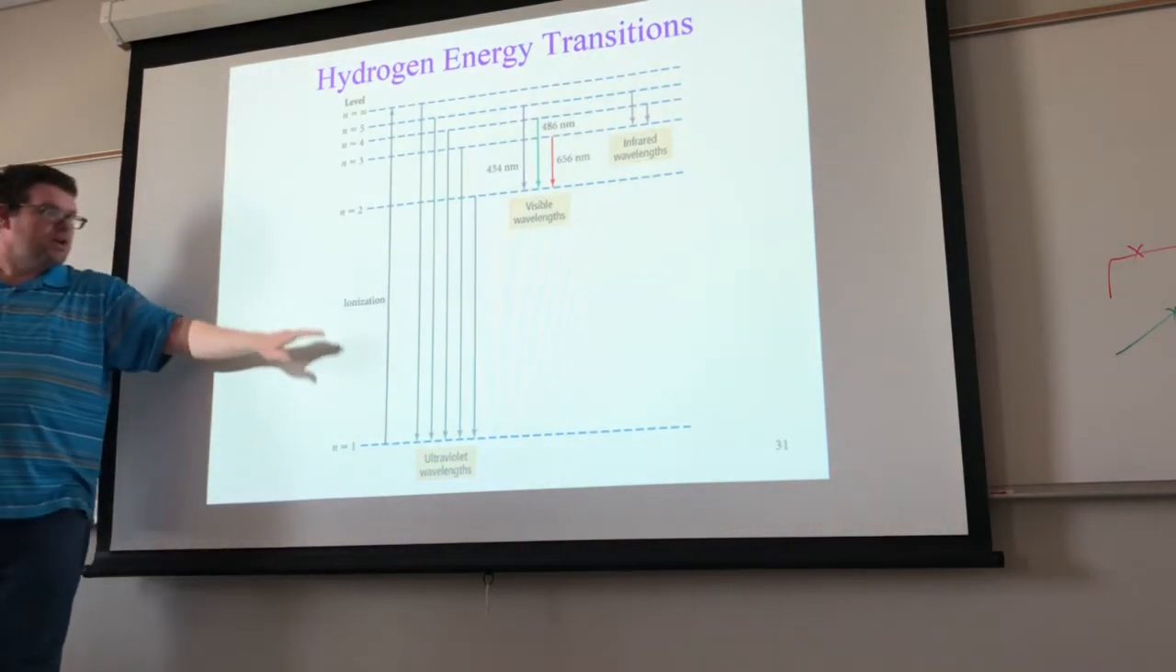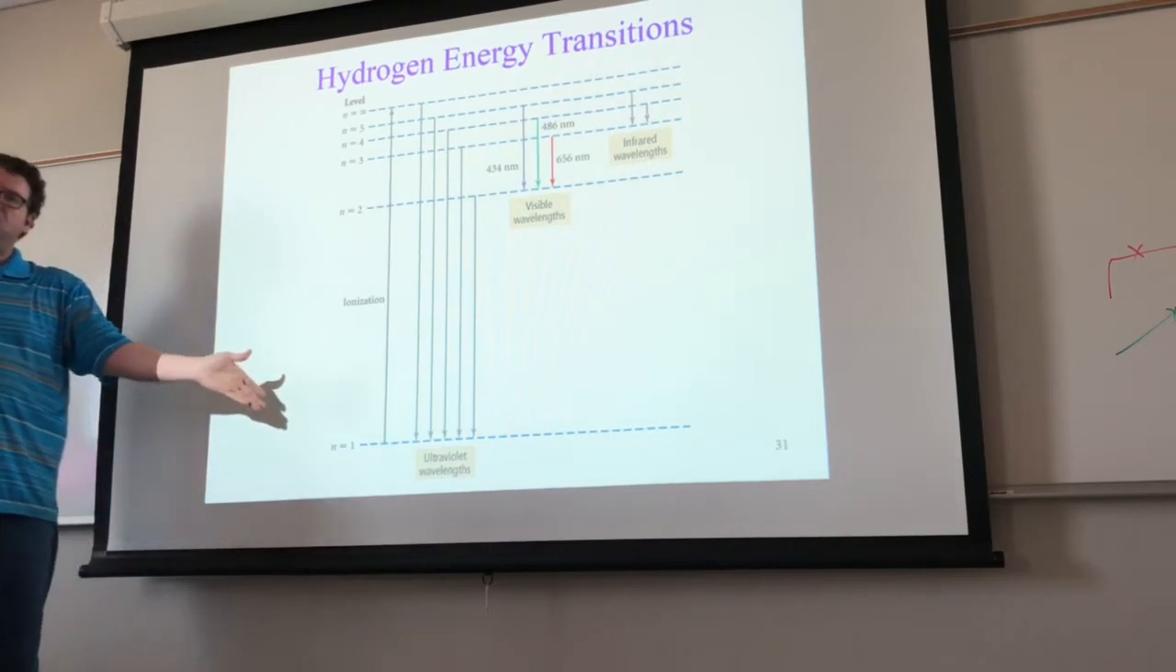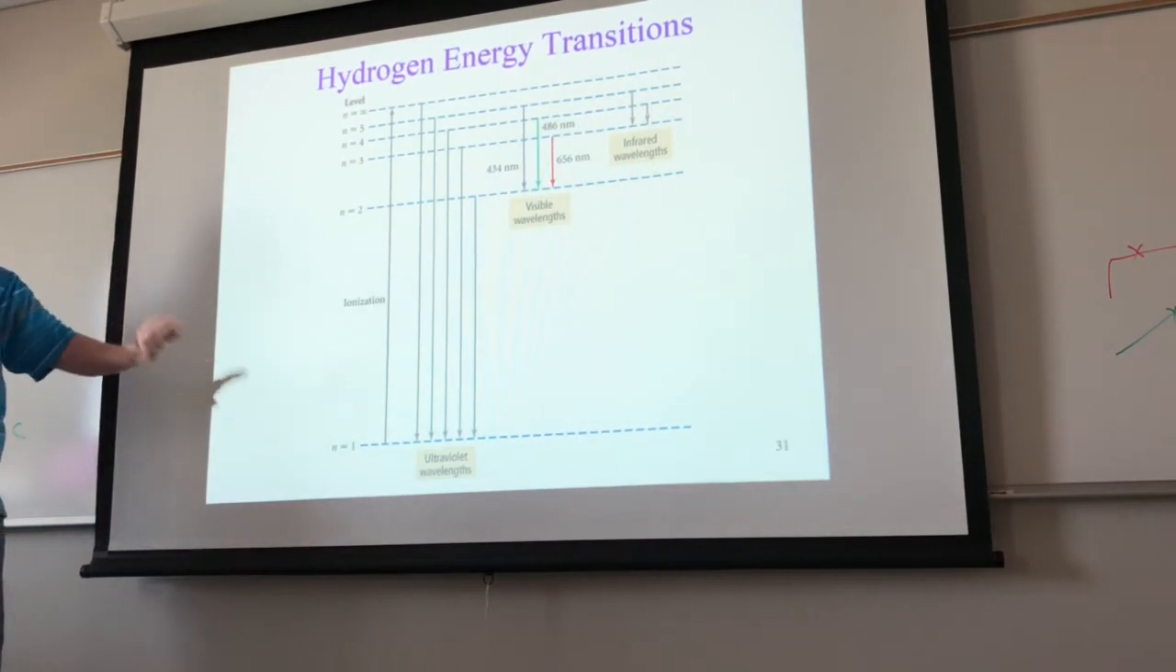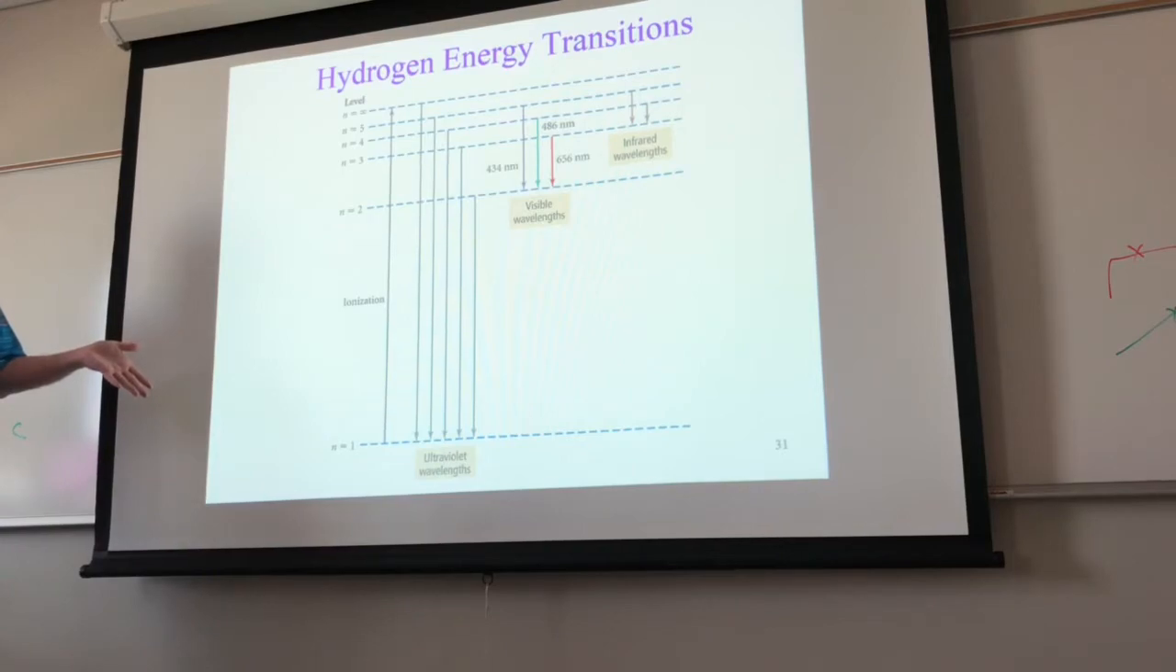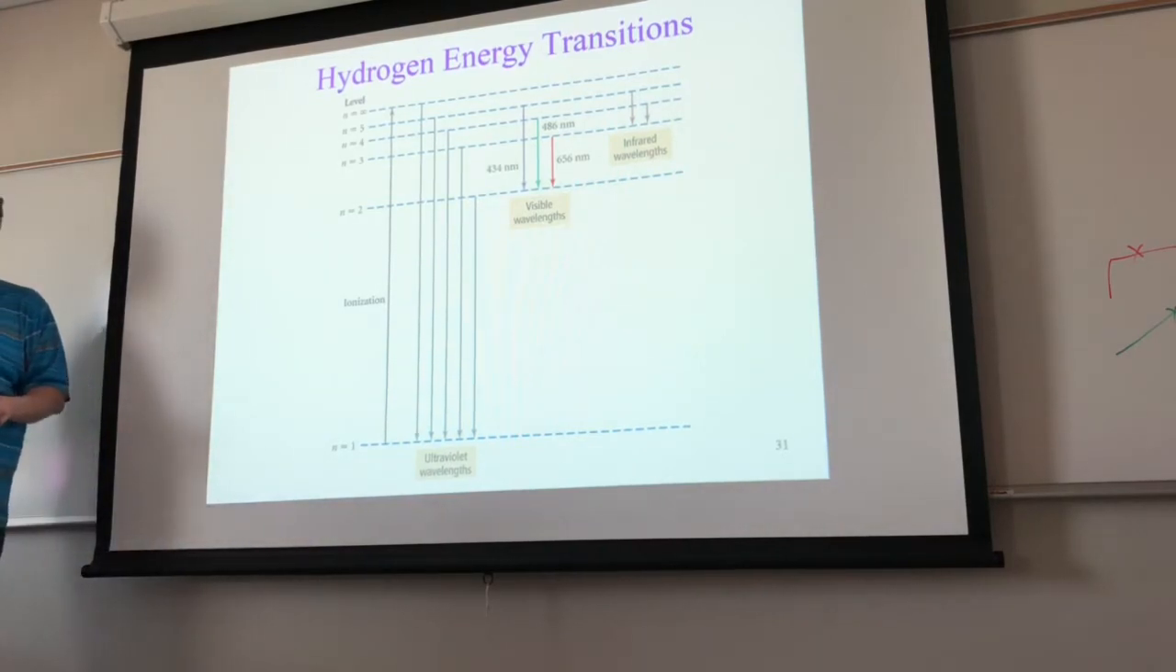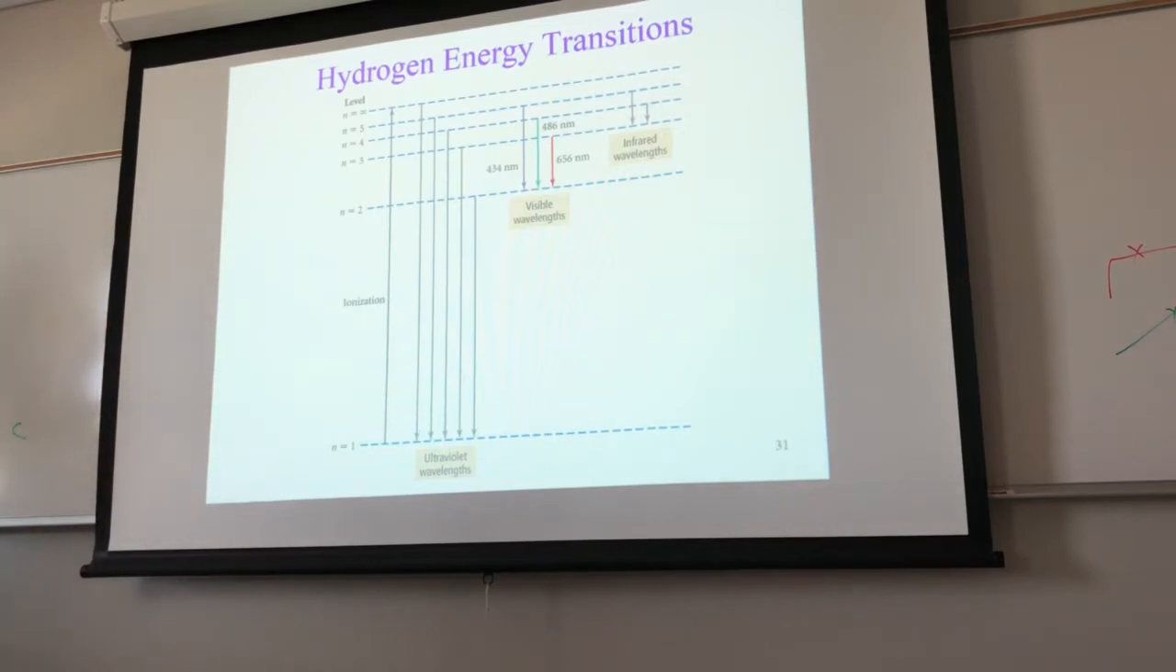And all of these transitions down here are not visible. Why not? All the way down to the first energy level, UV radiation is given off. So any transition to the first energy level is going to be UV radiation.